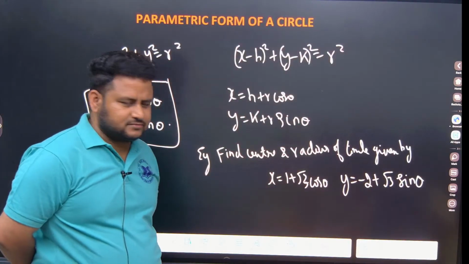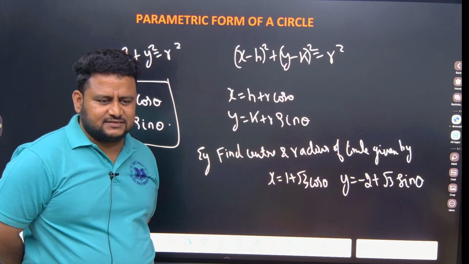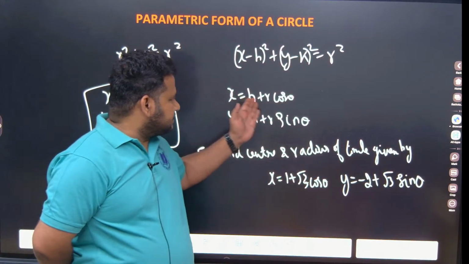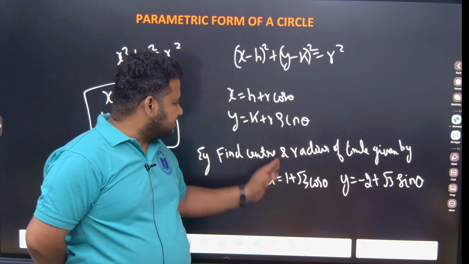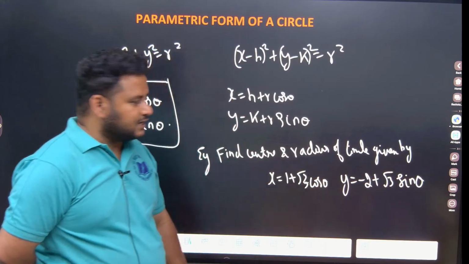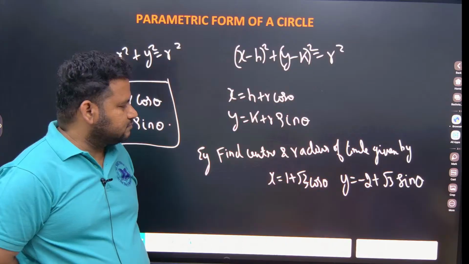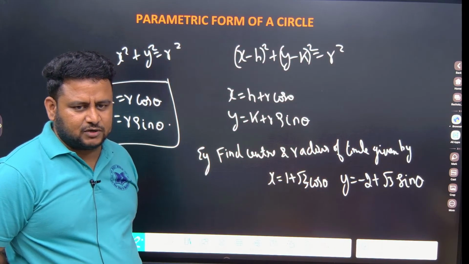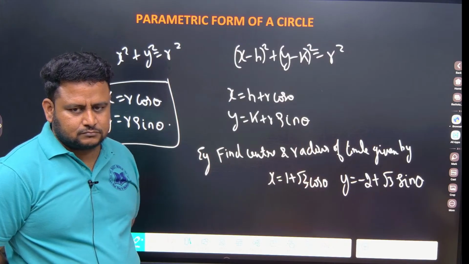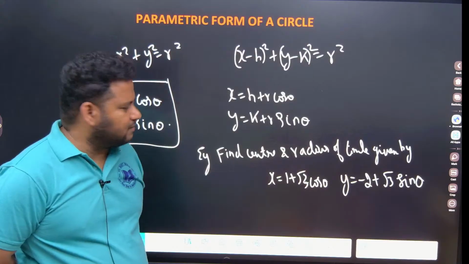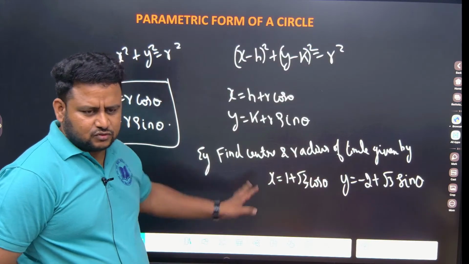What is the radius? Root 3 is the radius, correct? See, x is h plus r cos theta, y is k plus r sin theta. This is r, correct? So what will happen to the center? 1 comma minus 2, or minus 1 comma 2? If you write it as h comma k, it will become 1 comma minus 2.